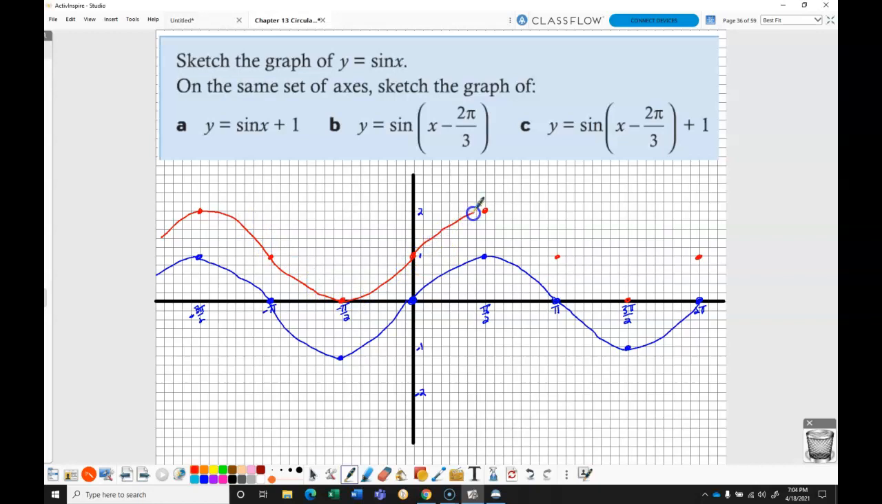See, this is why it's important that we don't make tiny little graphs. Tiny little graphs aren't going to serve our purpose very well. We need to take up as much of the paper as we can with our graph. And the next one is actually a horizontal translation.